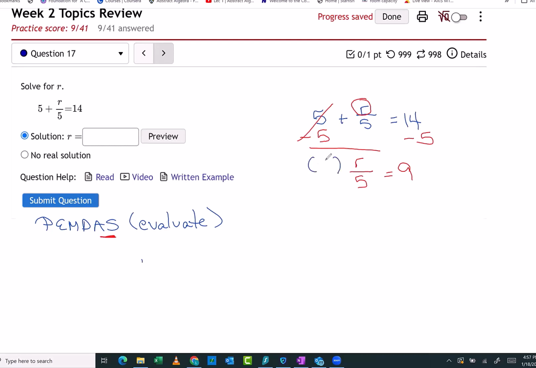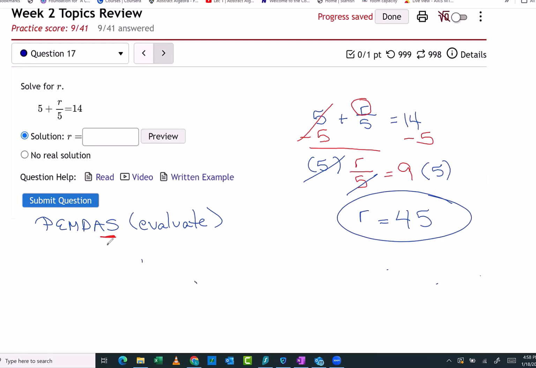multiply both sides by the same value. As long as I add to both sides, subtract from both sides, multiply to both sides, or divide to both sides, I'm not doing anything wrong. And then I know that 5 divided by 5 is 1. And 1 times R is R. 9 times 5 is 45. My final answer is R is equal to 45.